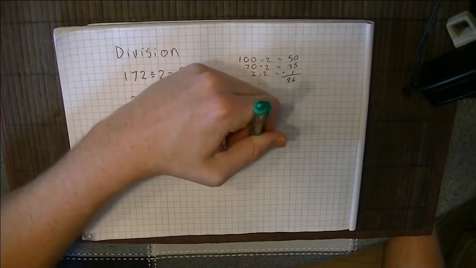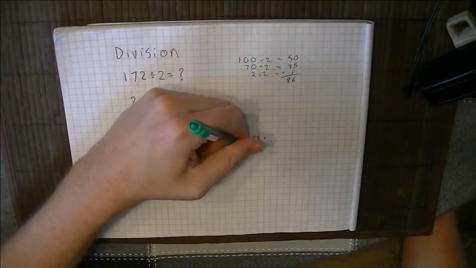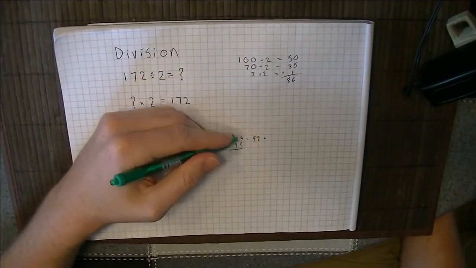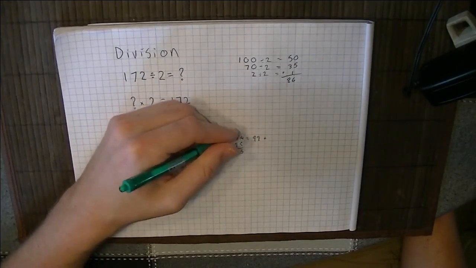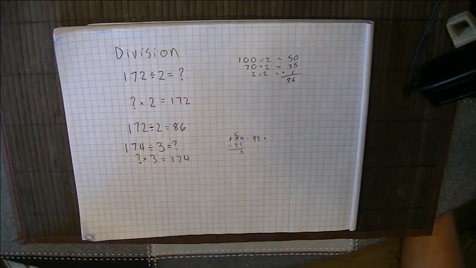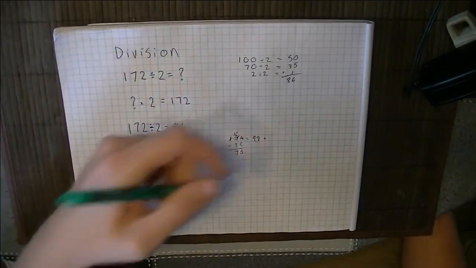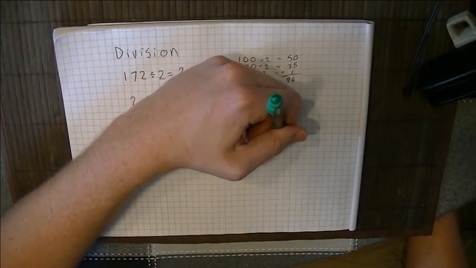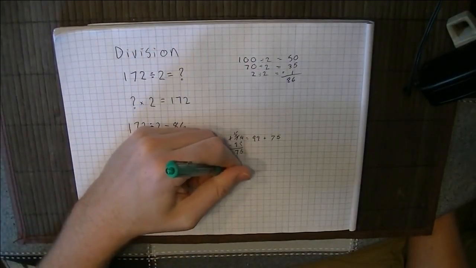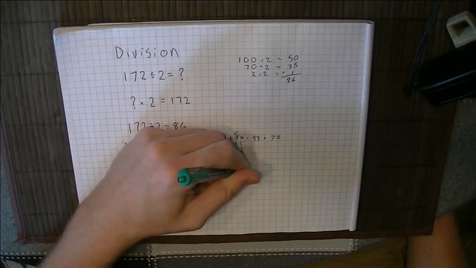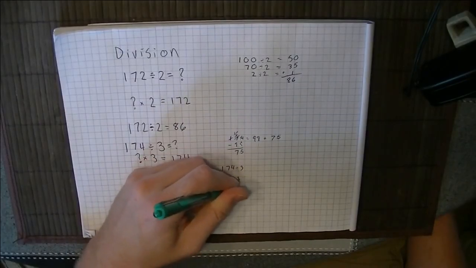So I could say, all right, 174 is equal to 99 plus, well, what's left over? So 174 minus 99 is, well, 4 minus 9, can't do it, gotta borrow. So 14 minus 9, that's 5. 6 minus 9, can't do it, gotta borrow. 16 minus 9 is 7. Okay, so 99 plus 75 is 174. So I could say, all right, so 174 divided by 3, that's the same as saying 99 divided by 3 and 75 divided by 3.